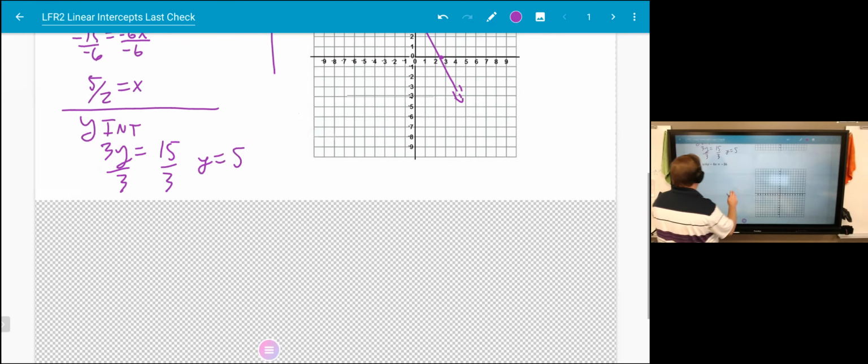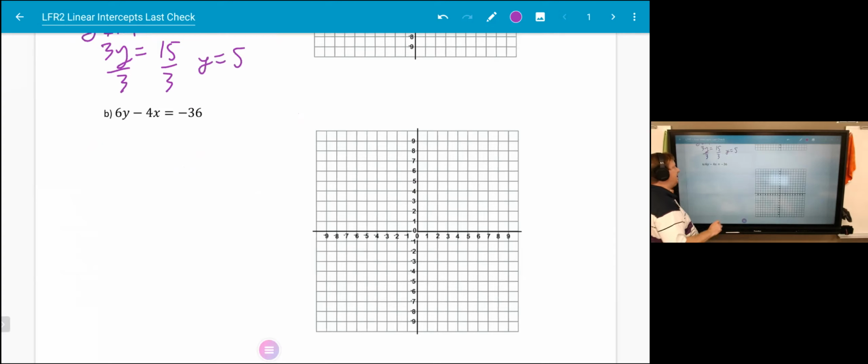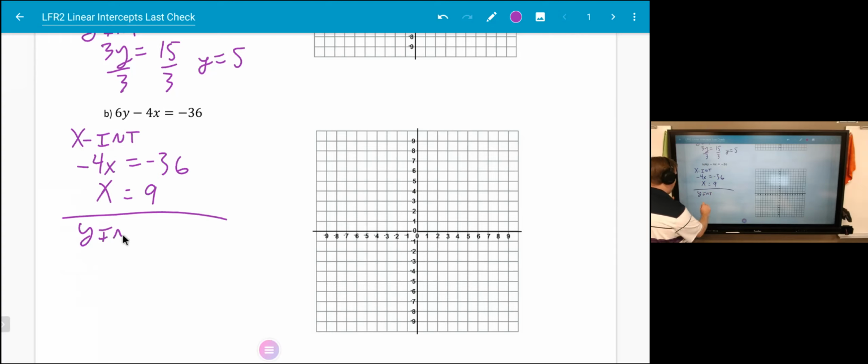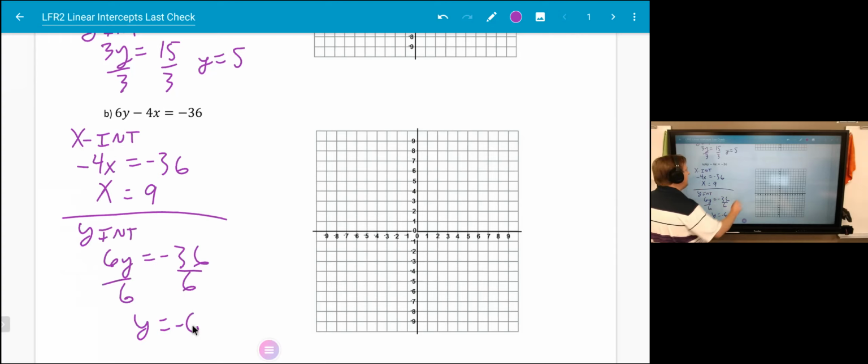Part B, 6y minus 4x equals negative 36. Again, trying to find my x-intercept, I set my y equal to 0, so I have negative 4x, because remember, this would be like 0 minus 4x, or just negative 4x equals negative 36. X equals 9. For the y-intercept, I set x equal to 0. I have 6y equals negative 36. Divide both sides by 6. Y equals negative 6.